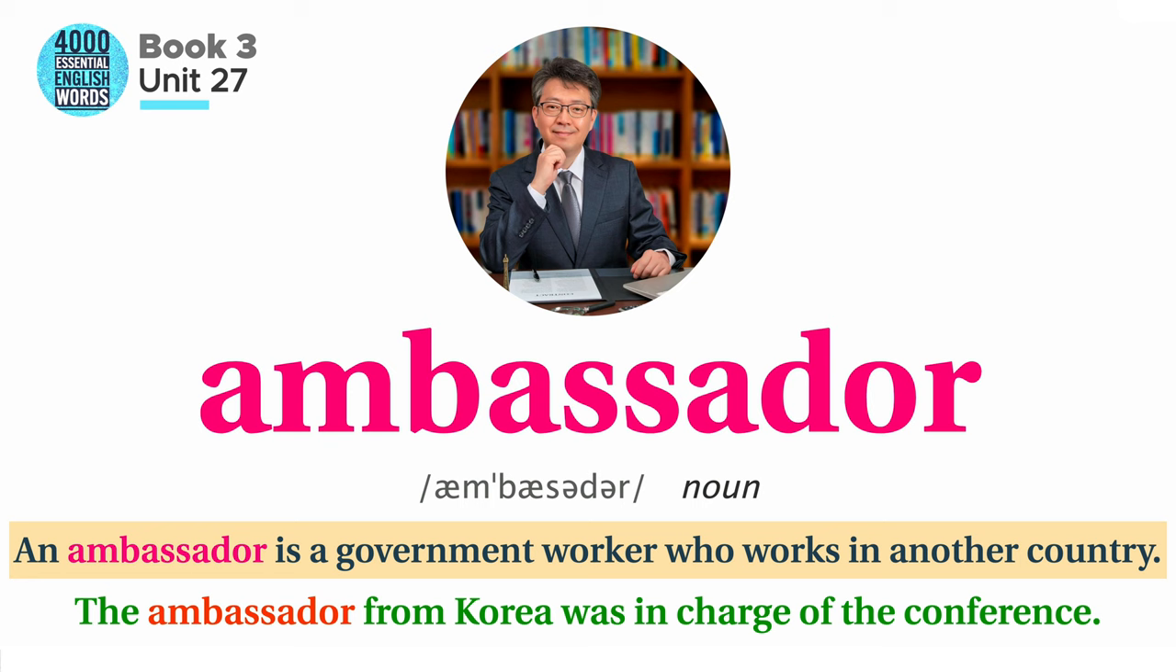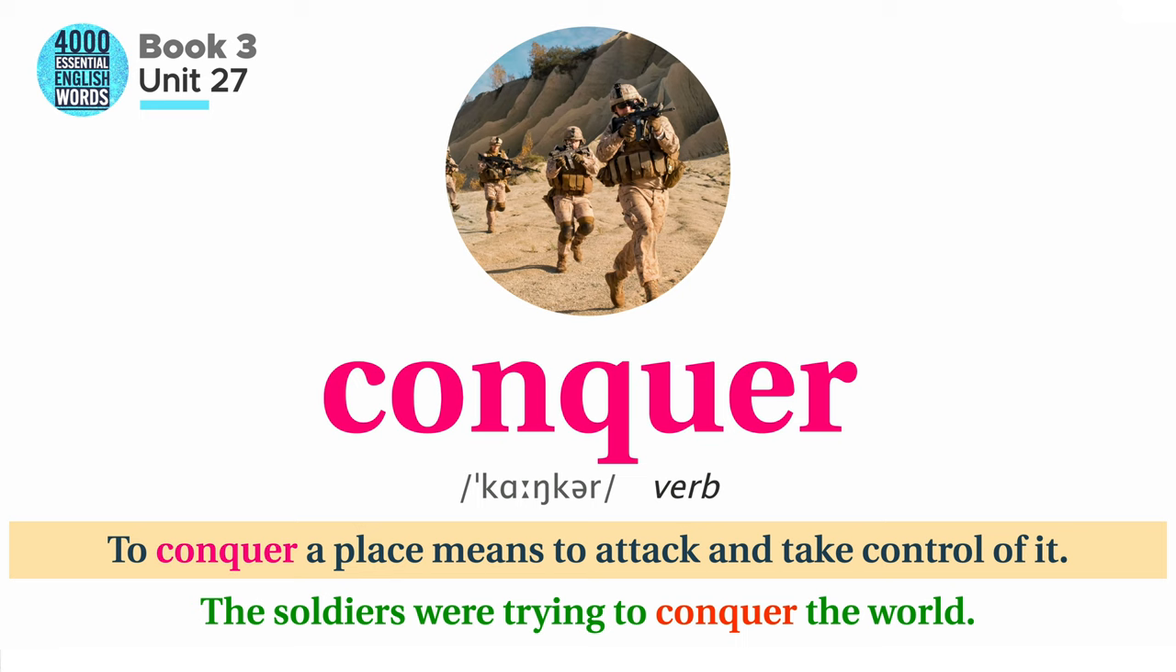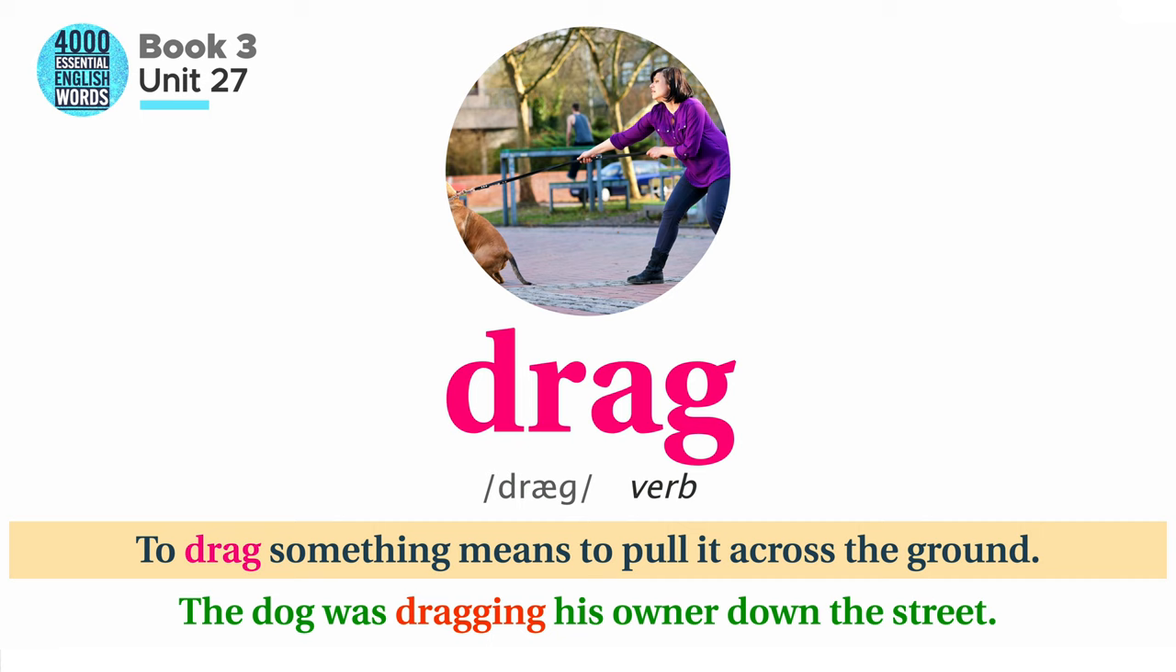Blonde. A blonde is a person with light-colored hair. My cousin is a blonde with blue eyes. Conquer. To conquer a place means to attack and take control of it. The soldiers were trying to conquer the world. Drag. To drag something means to pull it across the ground. The dog was dragging his owner down the street.